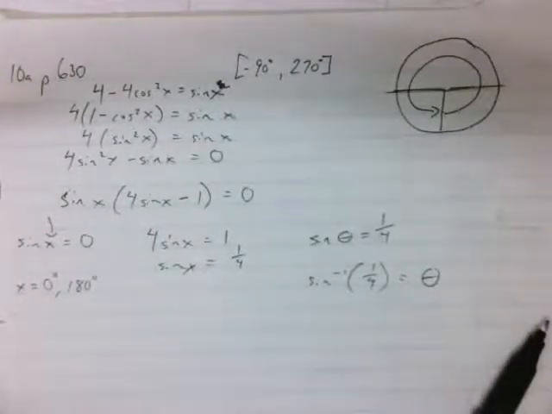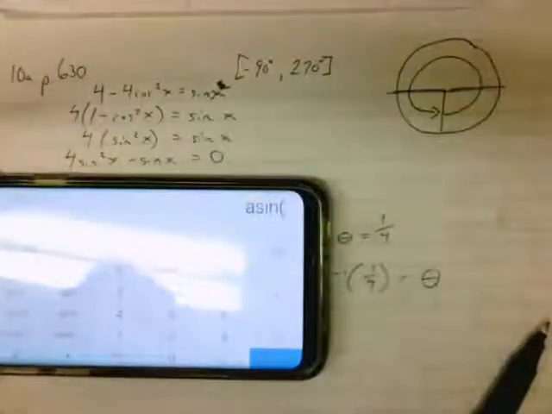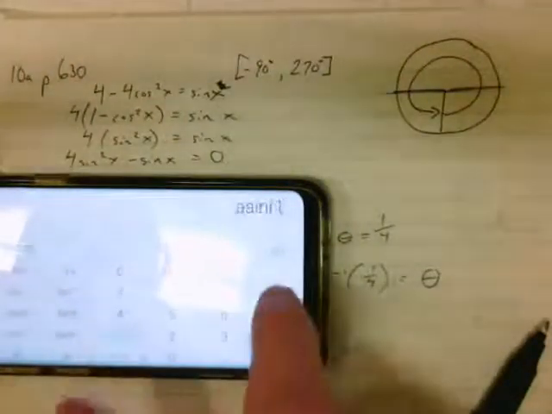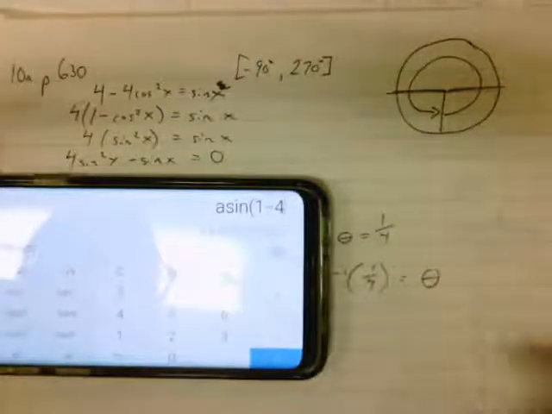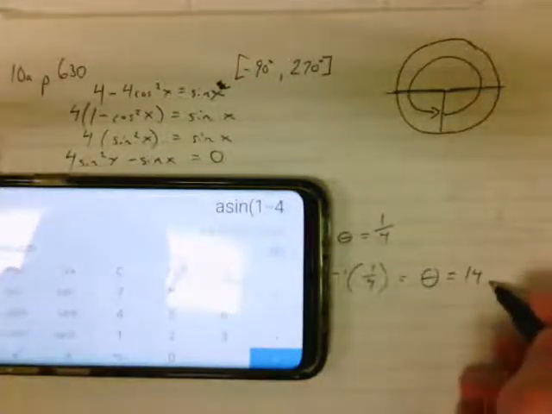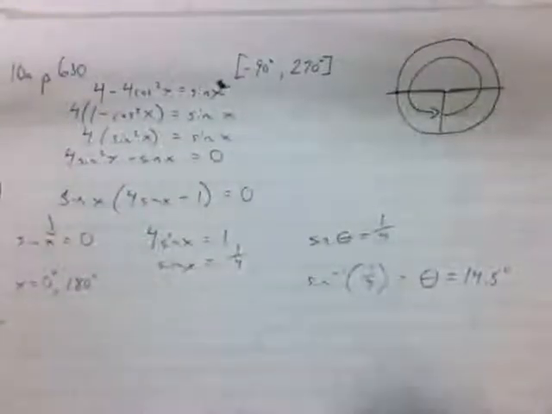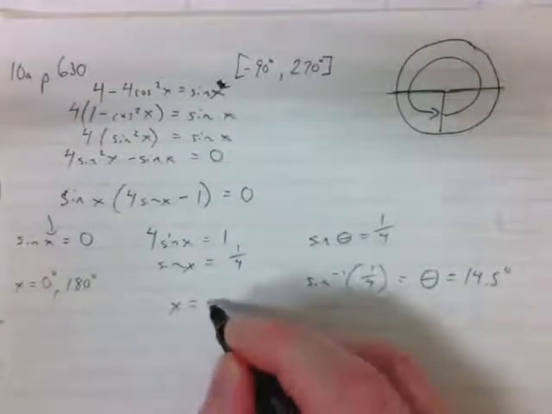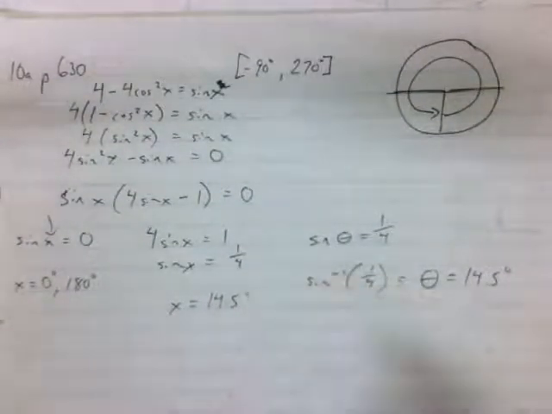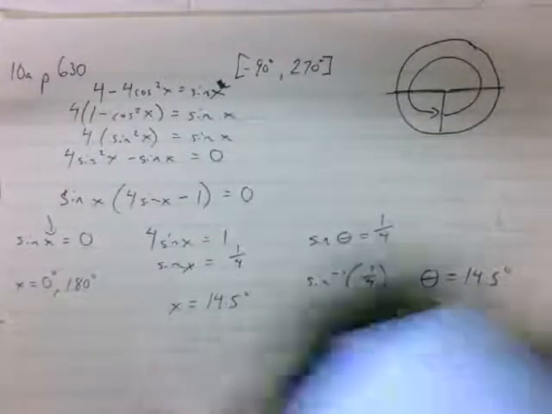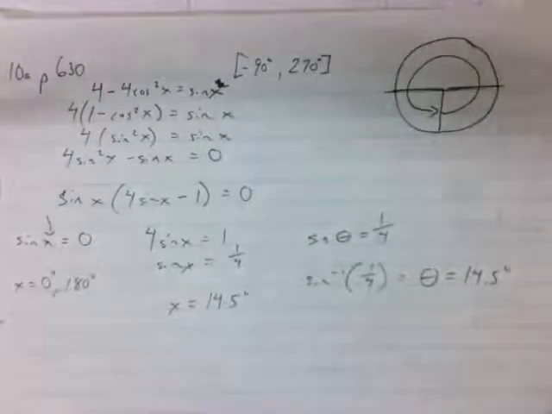And so, pull up my calculator. Make sure I'm in degree mode. And I do second, oops, that's wrong. Second sine, I guess I can do it here so you can see. Second sine of 1 divided by 4 is, so theta equals like 14.5 degrees. So x for this case equals 14.5 degrees. Hopefully that makes sense.